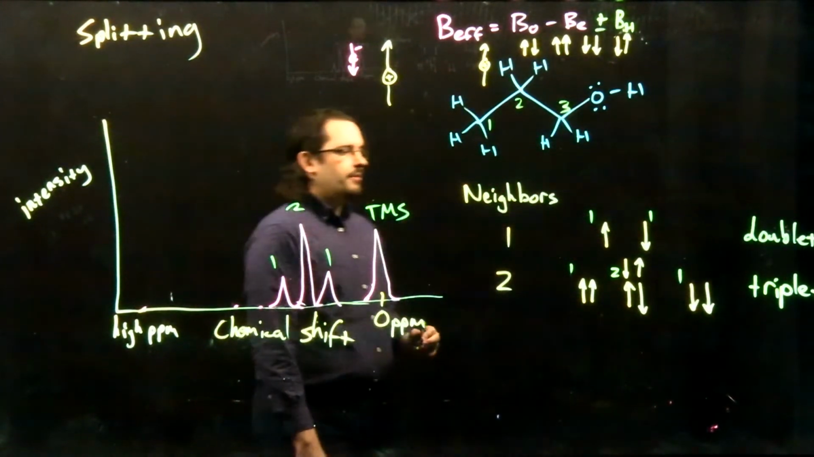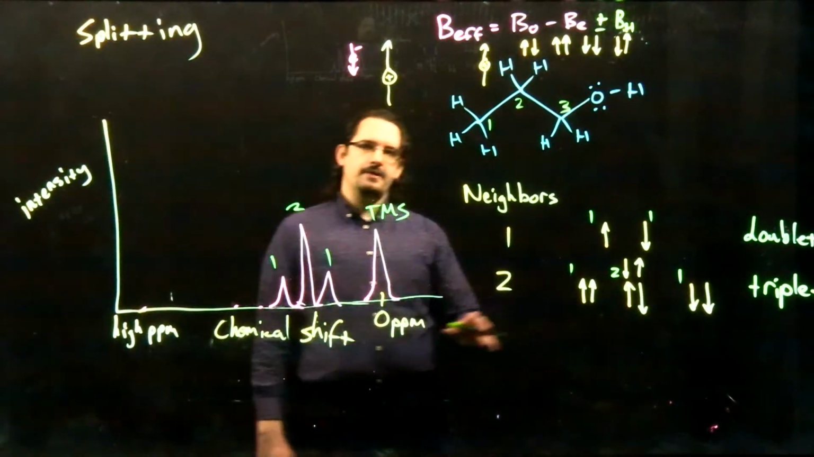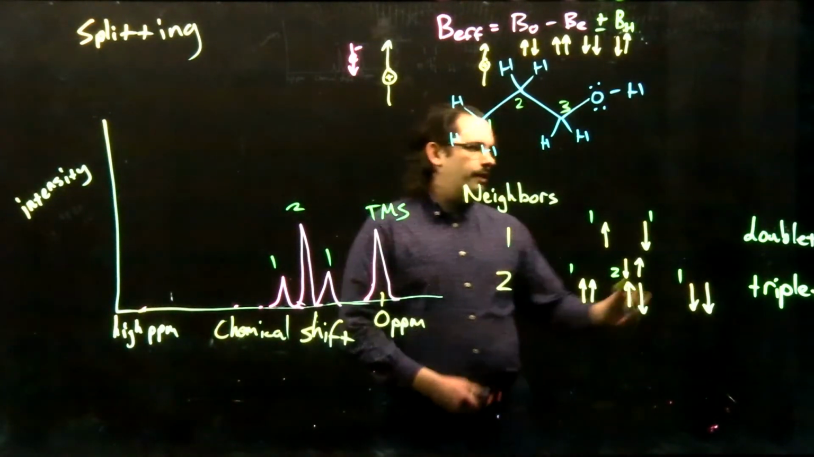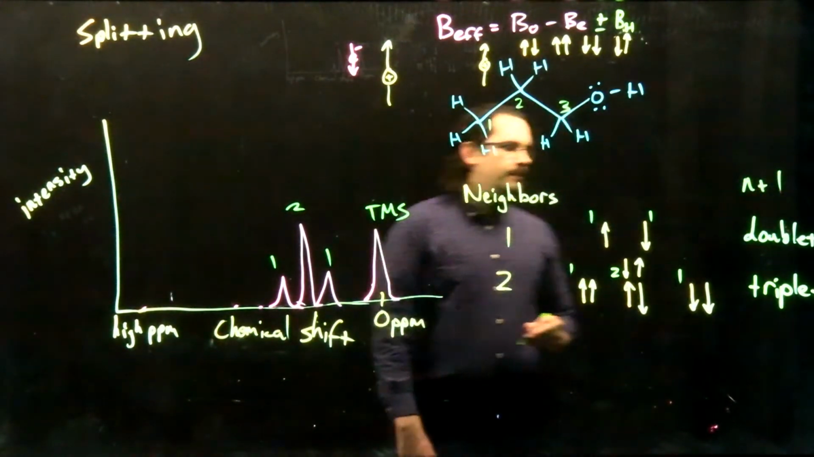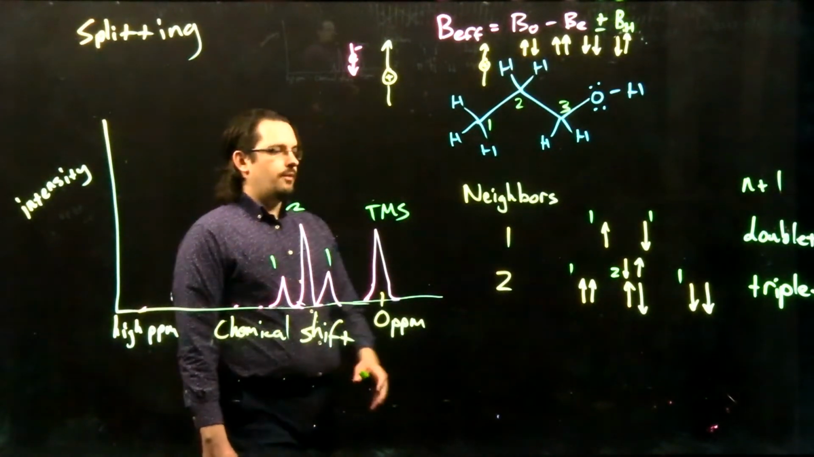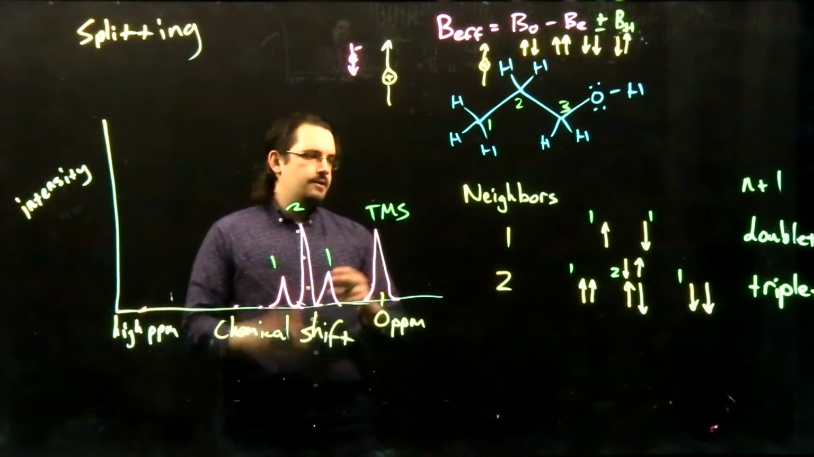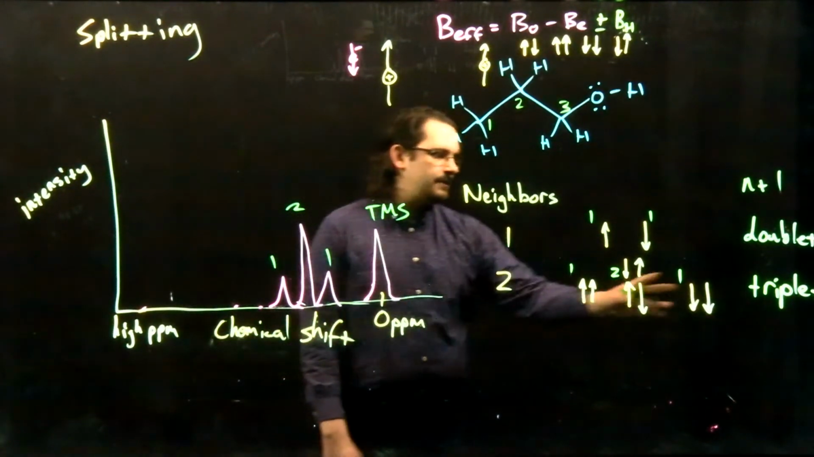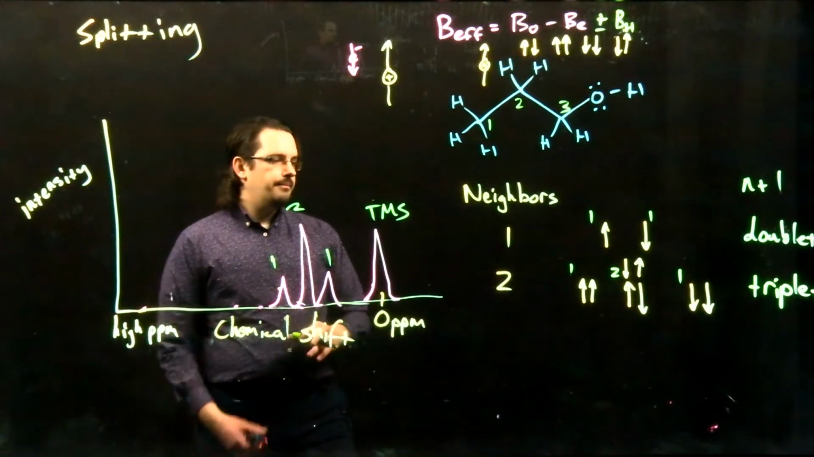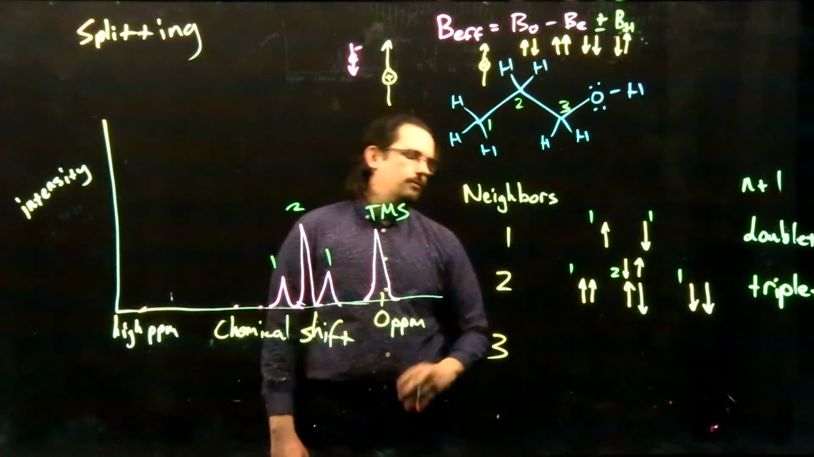You can see the number of peaks is based on the number of neighbors you have. And we can actually have this n+1 rule. The number of neighbors we have plus 1 is going to be the number of peaks that we'll see. Right? So if we have one neighbor, we have two different possibilities. We end up splitting into two different peaks. If we have two neighbors, we end up with these three different possibilities overall.